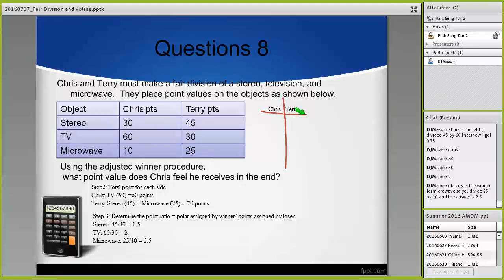So maybe I need to share the stereo, so that I try to balance out the ratio. I pick the one that is the closest that I can balance out. So I'm gonna share the stereo. See, I can split the stereo because stereo is the lowest point that I can move from Terry to Chris. So to make it more fair, okay, we will learn how to set up the formula.